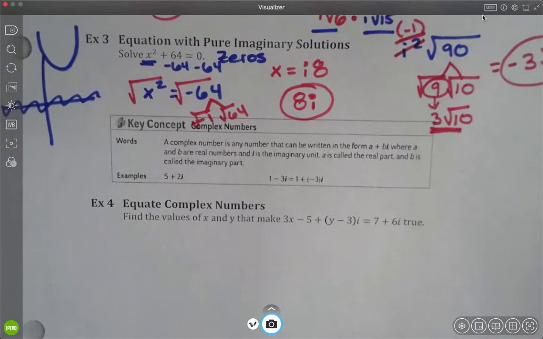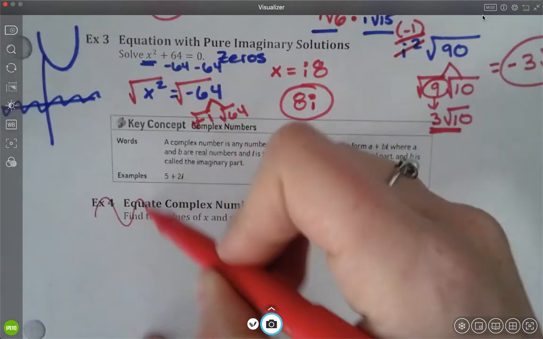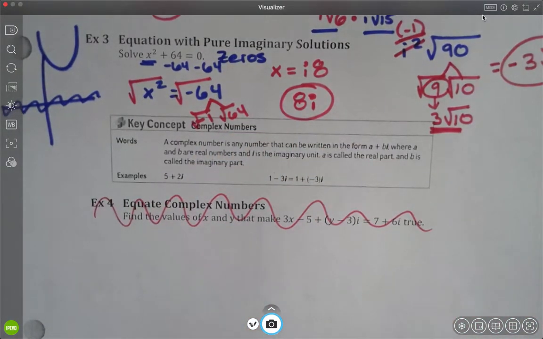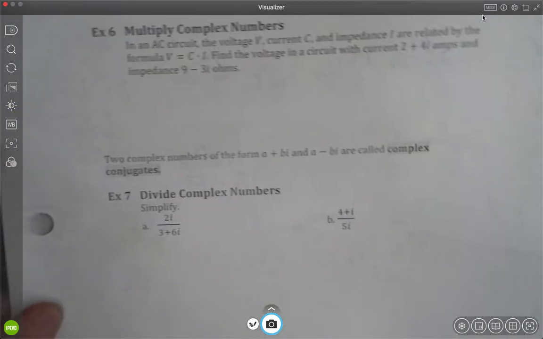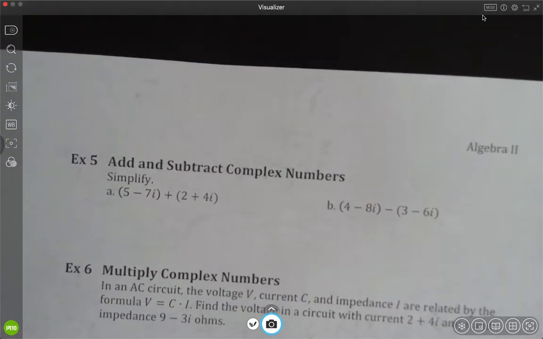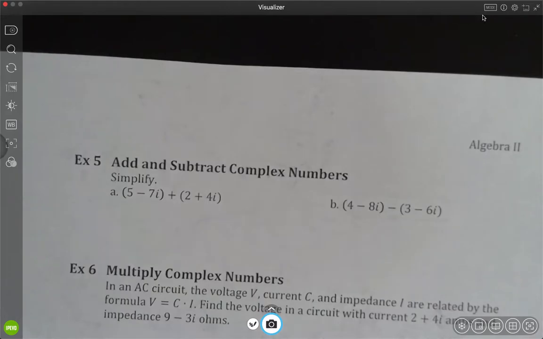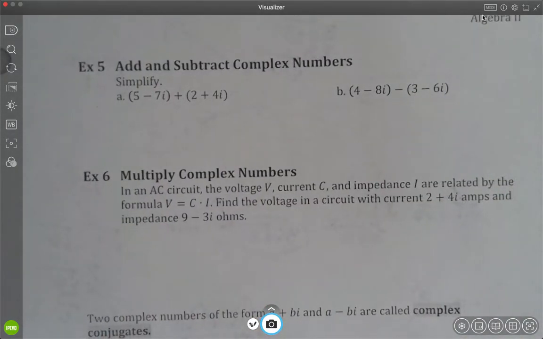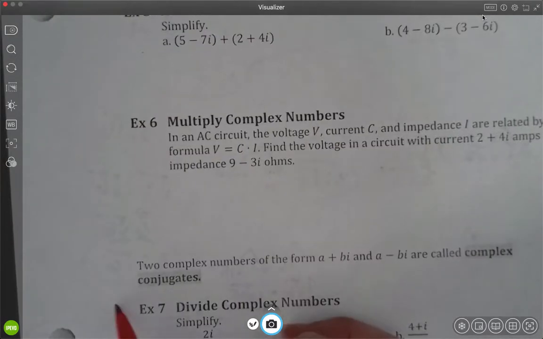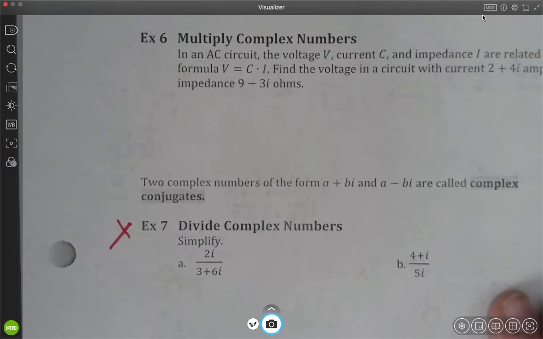I'm gonna skip example 4 because I don't like it. Okay, go to the back side. All right, just a couple more. We'll do example 5, example 6, and then we'll stop, because we're going to skip example 7. We're not going to talk about the conjugate. So example 5, example 6, and then we're going to stop.